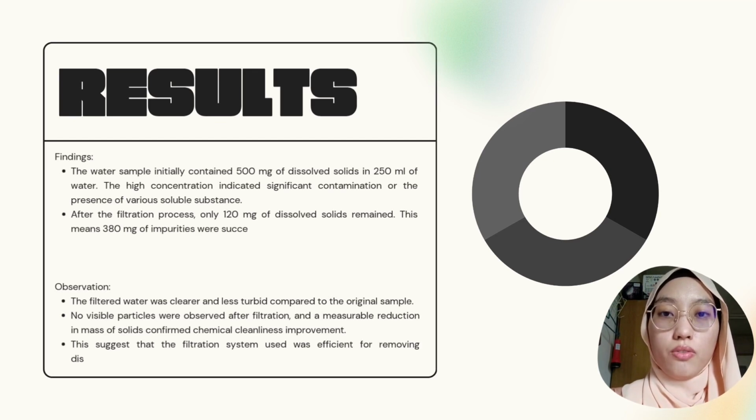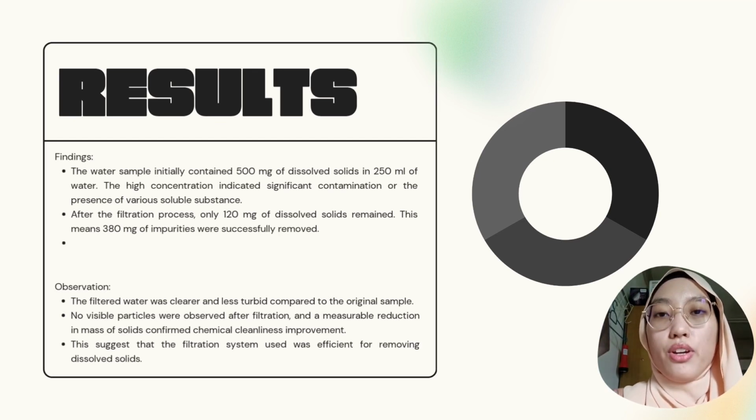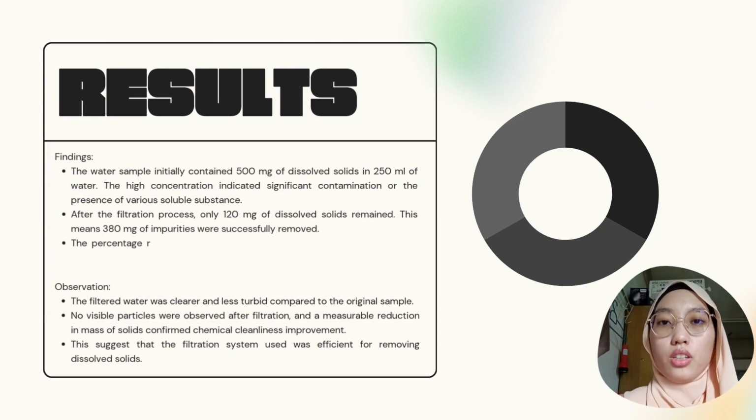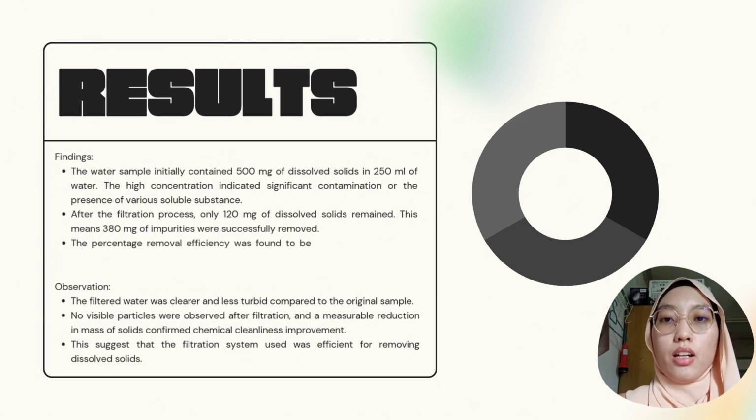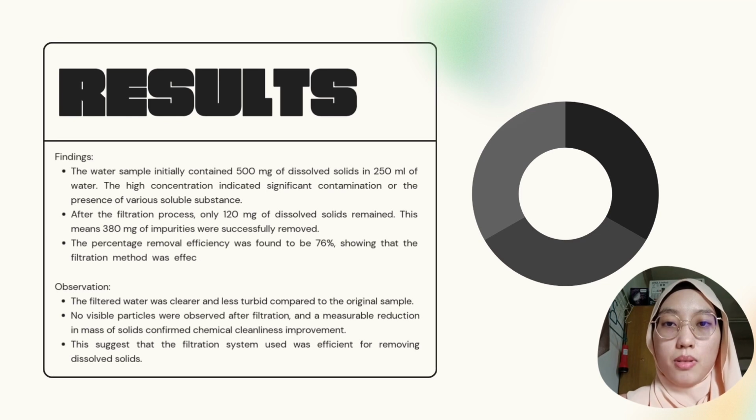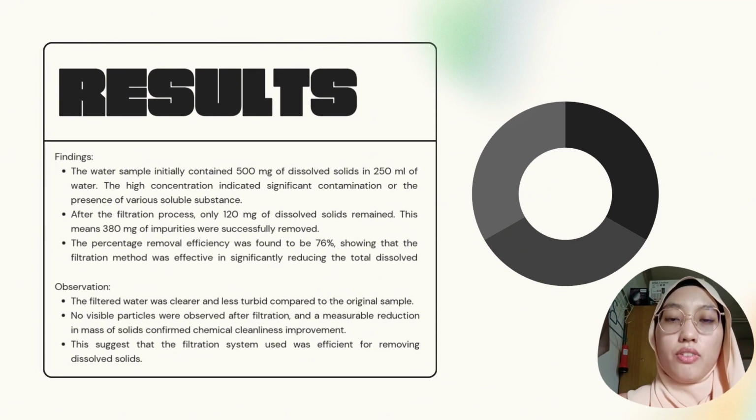The observation that we get is that the filtered water was clearer and less turbid compared to the original sample, and no visible particles were observed after filtration. A measurable reduction in the mass of solids confirmed the chemical cleanliness improvement. This also suggests that the filtration system was efficient in removing dissolved solids.